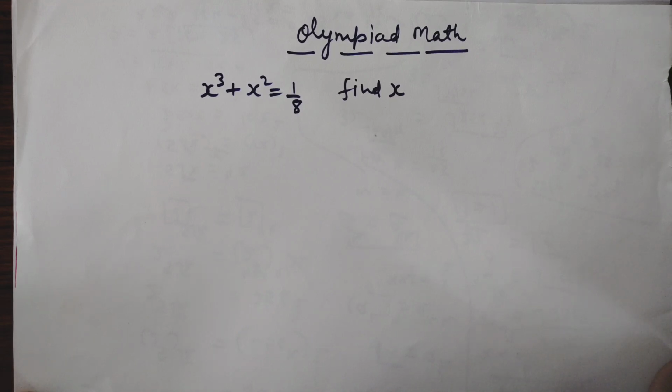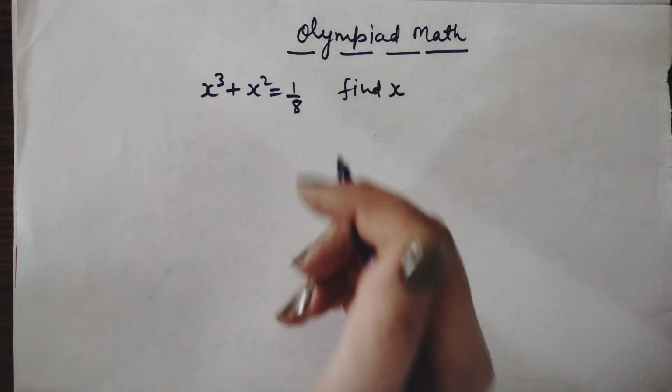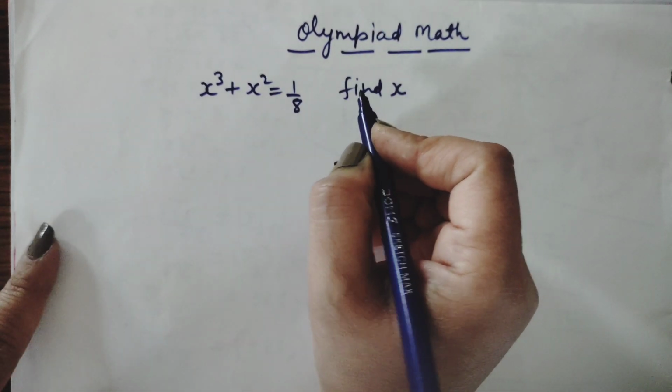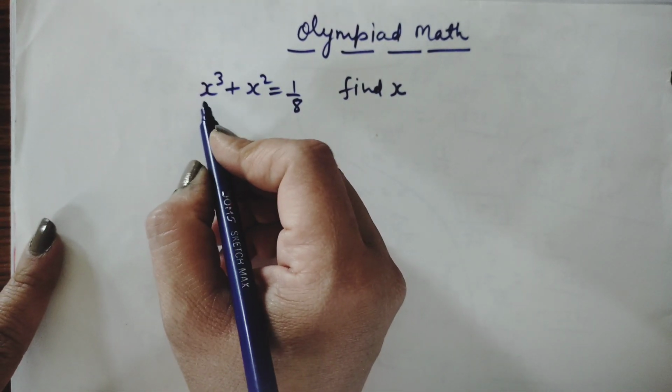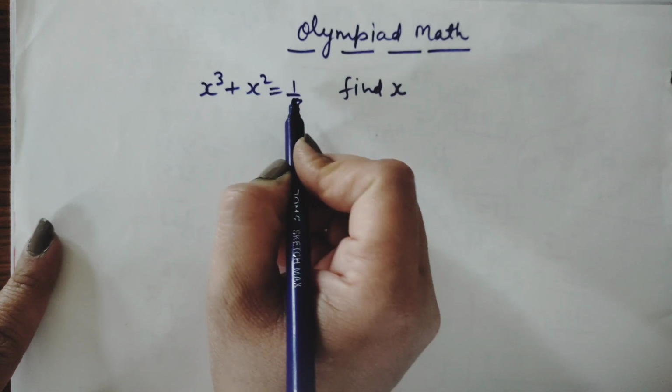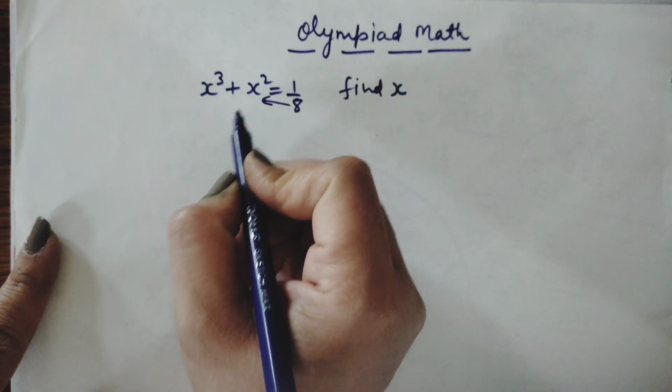Today we are going to another Olympiad question: x³ plus x² equals 1/8. We need to find the value of x. So how do we find this x value? First of all, you can see the left hand side is x³ plus x², and the right hand side is 1/8. So this 8 goes to the left hand side.